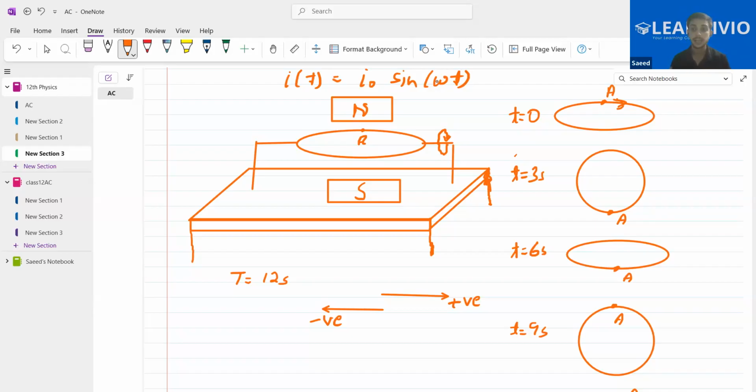Yes. Now tell me one thing. After reaching this point, at t equals 3 seconds, the effective area facing the magnetic field will decrease. That will become zero.